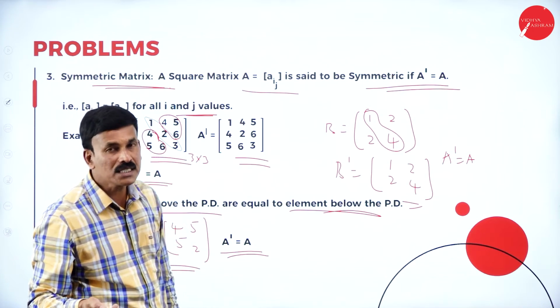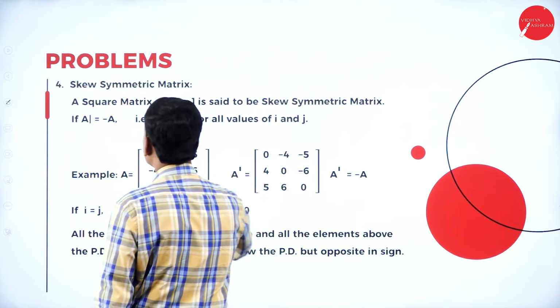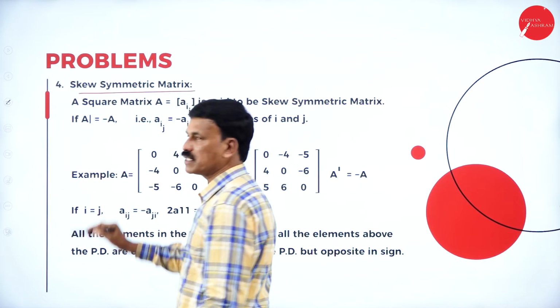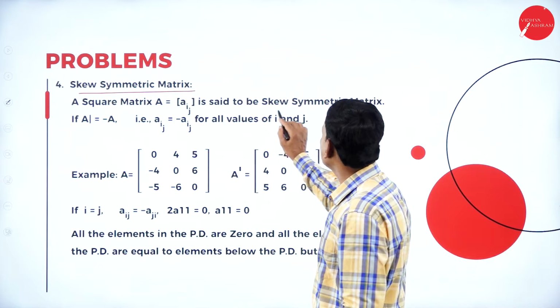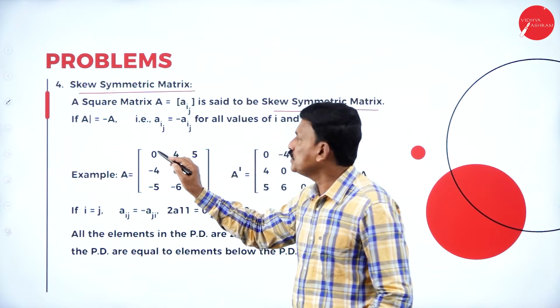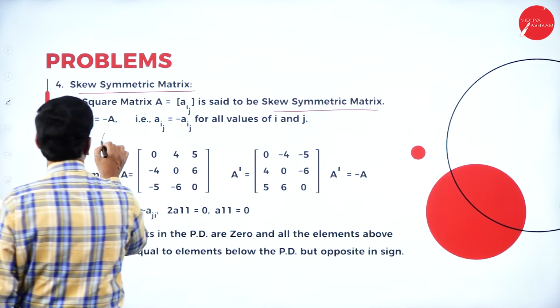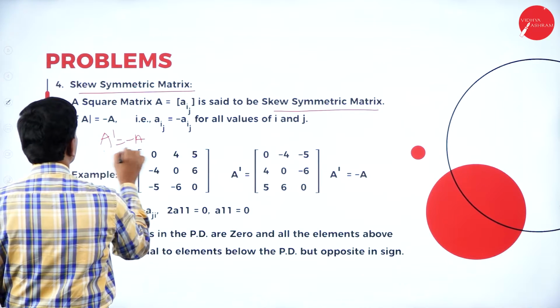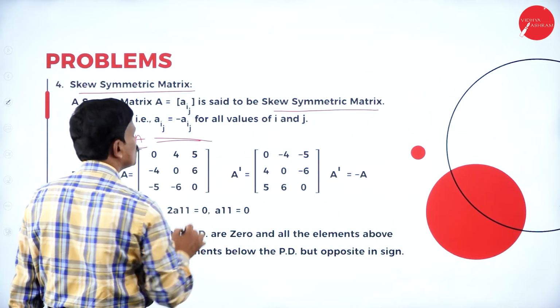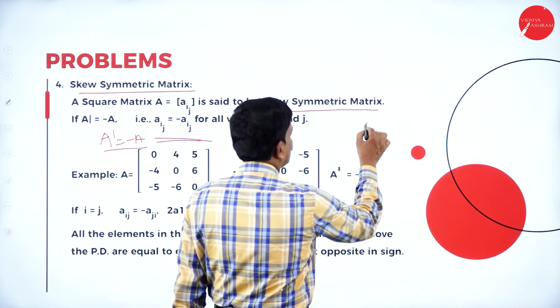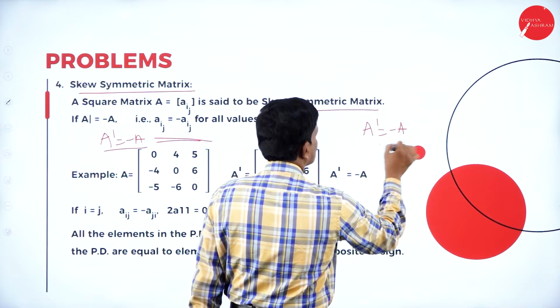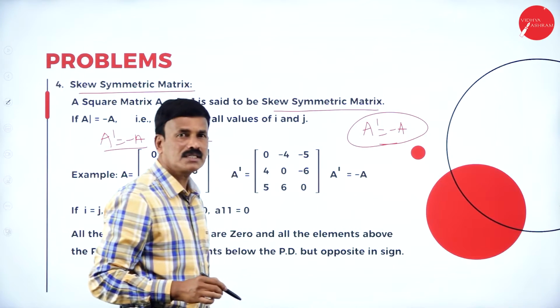Now let us come to the next type. Next type is the skew symmetric matrix. Skew symmetric matrix, this is very important. A square matrix Aij is said to be a skew symmetric matrix if A dash is equal to minus A. If A dash is equal to minus A, that is Aij is equal to minus of Aji, then such a matrix is called the skew symmetric matrix.